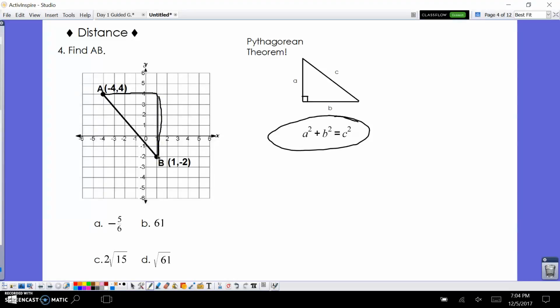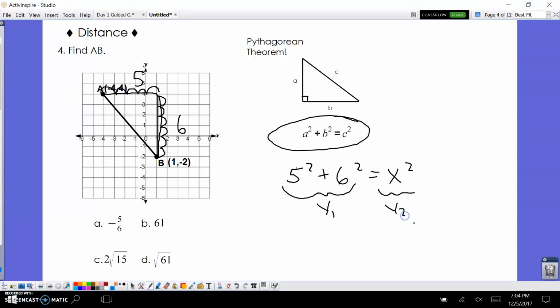But now, I need to count. So, 1, 2, 3, 4, 5, 6. And 1, 2, 3, 4, 5. Alright. So, we're going to take 5 and 6 and put it in our formula for A and B. So, we're going to have 5 squared plus 6 squared equals C squared, or for C we're going to use X now. What we're going to do now is put this in Y1 and this one into Y2. Once you do that, you should get X equals 7.8. So now, we know it's 7.8.